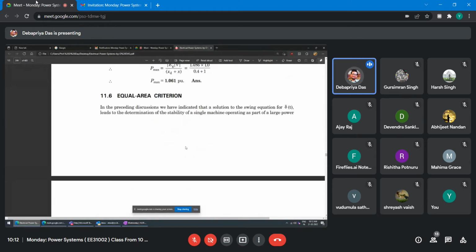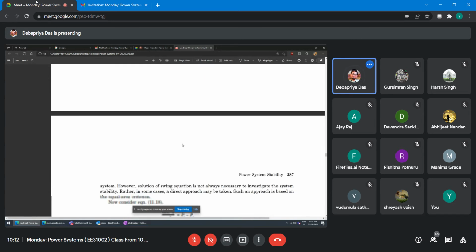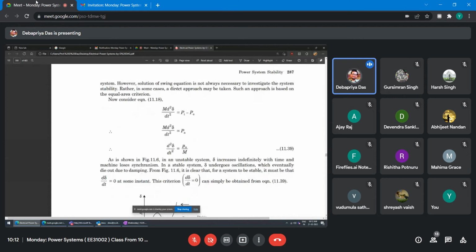Next is the equal area criterion. This is actually true for a single machine infinite bus system. In the preceding discussions, we have indicated that a solution to the swing equation for delta versus t leads to determination of the stability of a single machine operating as part of a large power system. However, solution of the swing equation is not always necessary to investigate system stability. Otherwise, for a multi machine system, you need to go for an iterative method and write computer code. Rather, in some cases, a direct approach may be taken. Such an approach is based on the equal area criterion.